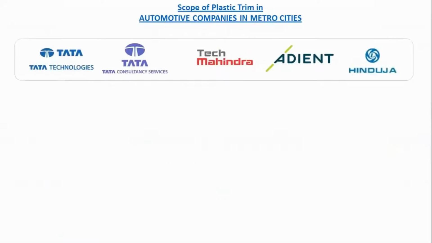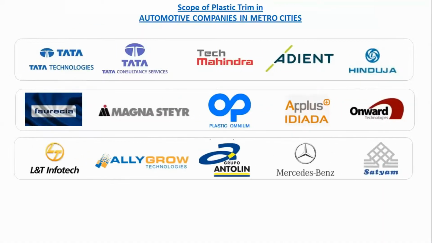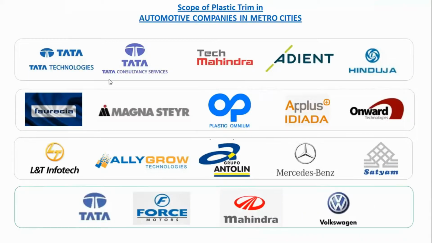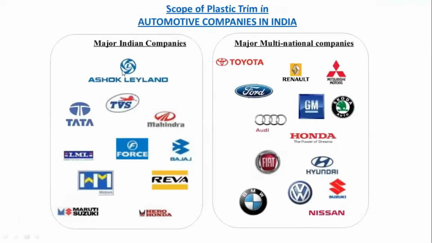Okay, so what is the scope of automotive plastics? You can find these companies near your metro cities: Tata Technologies, TCS, Tech Mahindra, Plastic Omnium, Plus, CDIDA, Satyam and so on, as well as the OEMs. These are domestic OEMs as well as multinational companies.